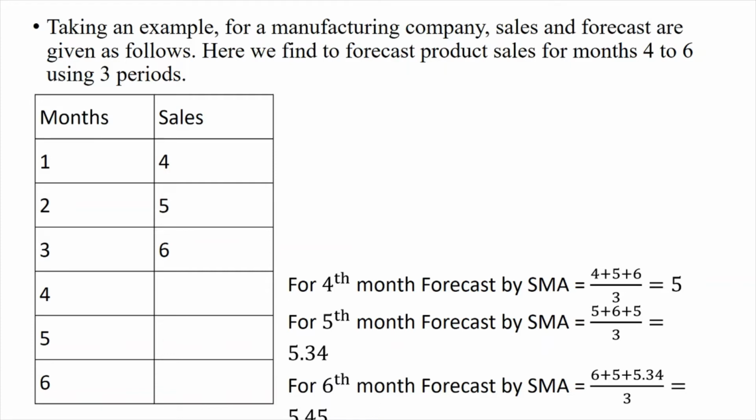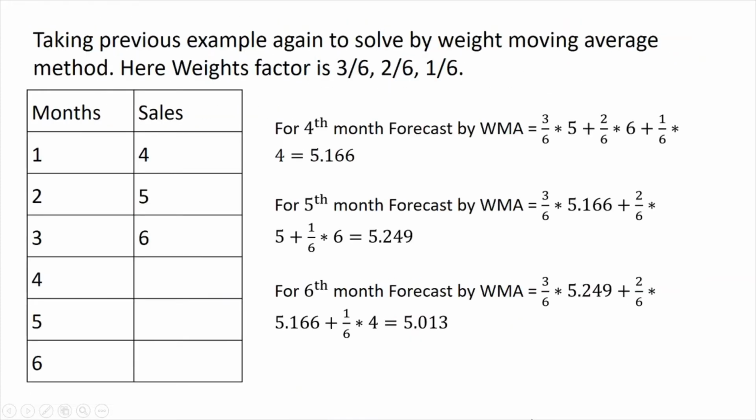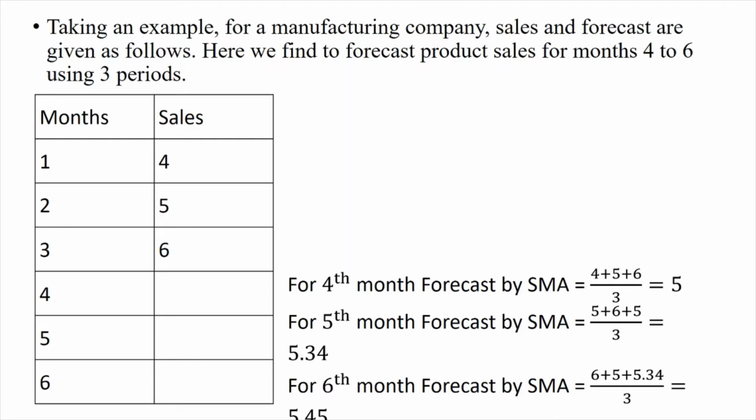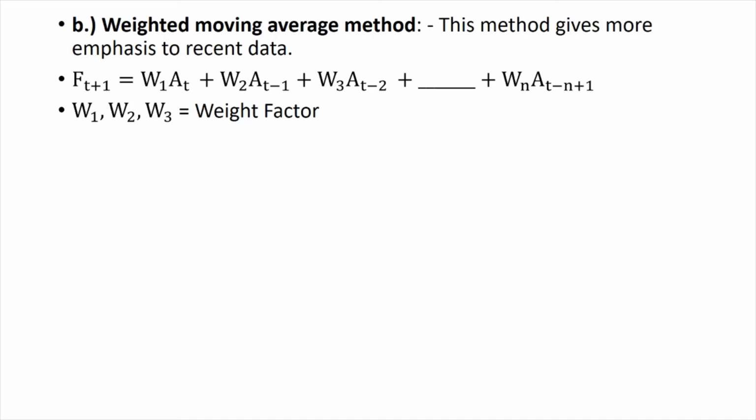Now we will use the last 3 months of data. Then we will use 5, 6 and 5 and put these values in the forecasting formula, and the value is 5.34. For the 6th month forecast, we will use the values 6, 5 and 5.34, and the value is 5.45.